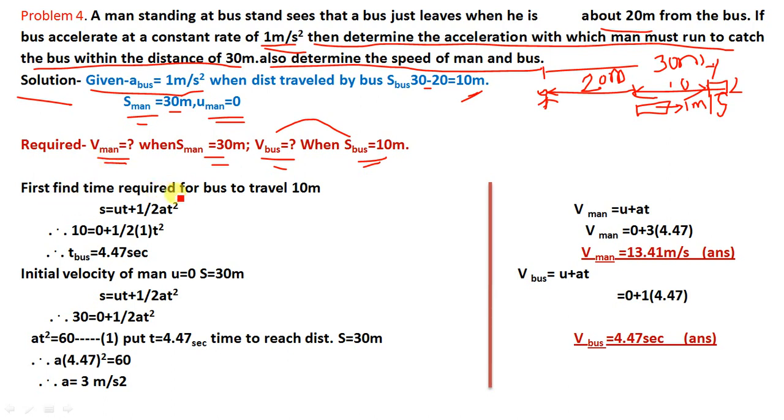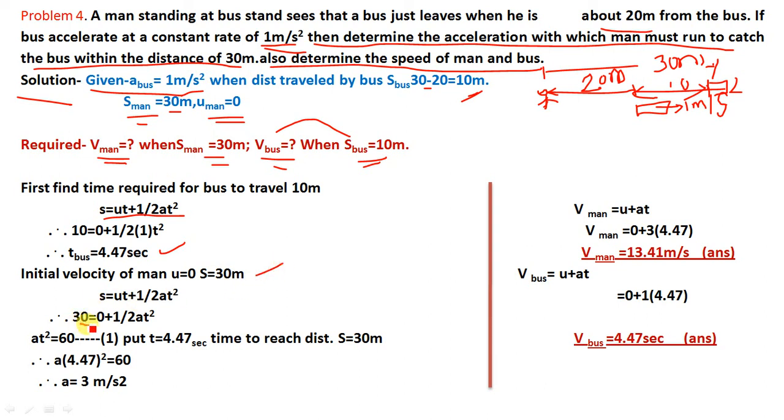First find the time required for the bus to travel 10 meter. So we have the equation s is equal to ut plus 1 half at square. So 10 is 0 plus 1 half at square, because the initial velocity of the bus is also 0. So t of the bus is 4.47 second.